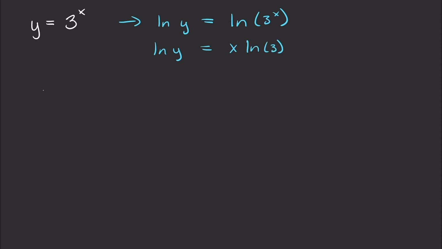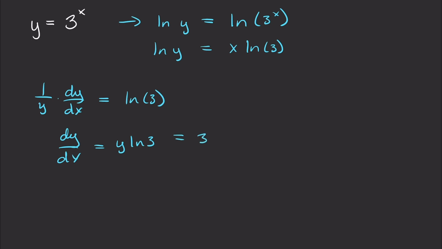So now we can take the derivative of both sides. So 1 over y times dy/dx equals just ln of 3 since it's a constant. And so dy/dx is just y times ln of 3, or 3 raised to the x times ln of 3.